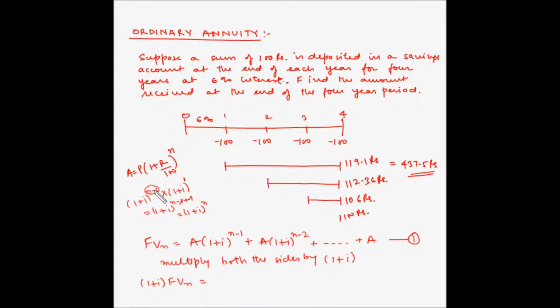So basically we can add 1 to these power values. So a into 1 plus I to the power n, because this will become n minus 1 plus 1, because we are multiplying the entire right hand side by 1 plus I, plus, now again we'll multiply this term with 1 plus I, so this becomes a into 1 plus I to the power n minus 2 plus 1, that is n minus 1, and so on, plus a into 1 plus I. Let's say this is 2.